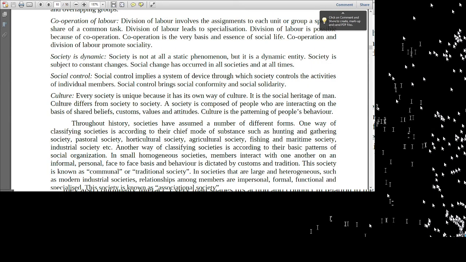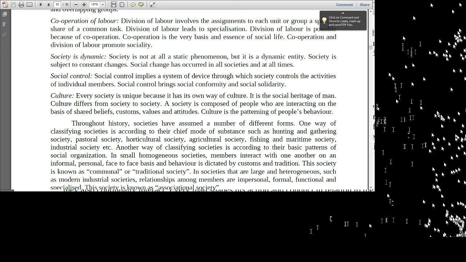Another point is that societies have assumed a number of different forms. There is rural society and urban society, tribal society, industrial society, and this is according to their chief mode of subsistence, such as hunting and gathering society, pastoral society, horticultural society, agricultural society, fishing and maritime society, industrial society, etc.